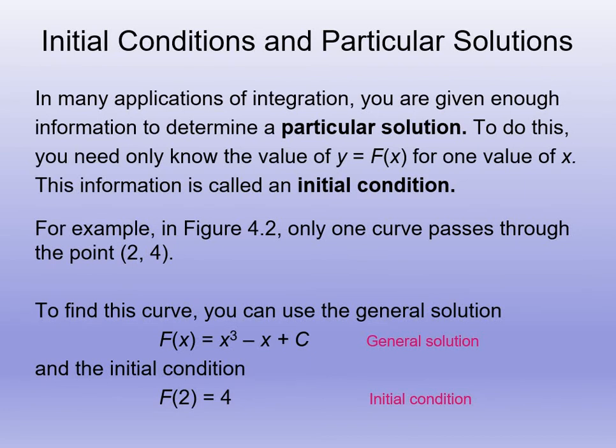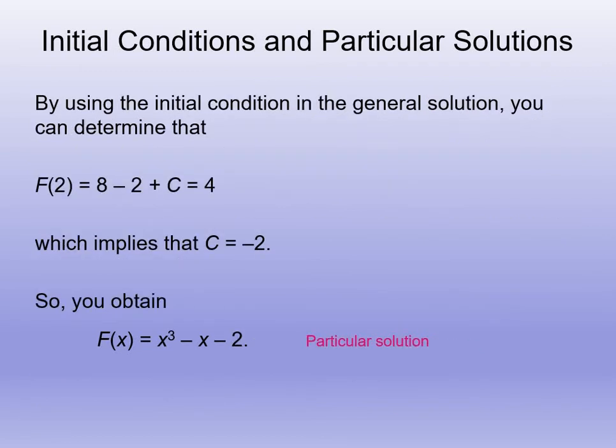We applied the initial conditions to the general solution, right? f(2) equals 4. So you substitute in 2 for x, set it equal to 4, and solve for the value of c. I just walked you through that, and we're walking through it again visually. So 2 cubed is 8 minus 2 plus c, because it was x cubed minus x plus c. So it's 2 cubed minus 2 plus c equal to 4. We solve for c, and c is negative 2.